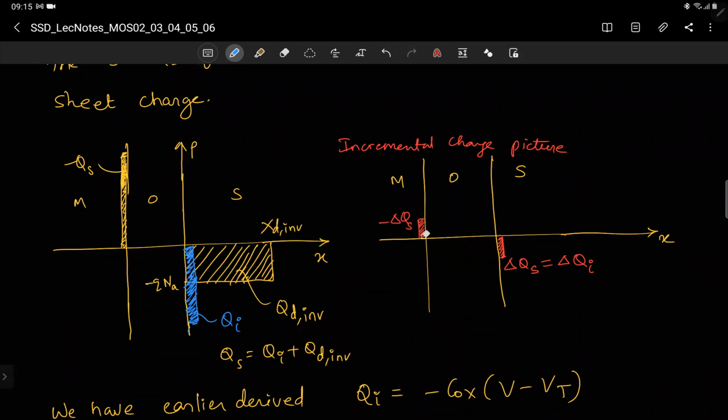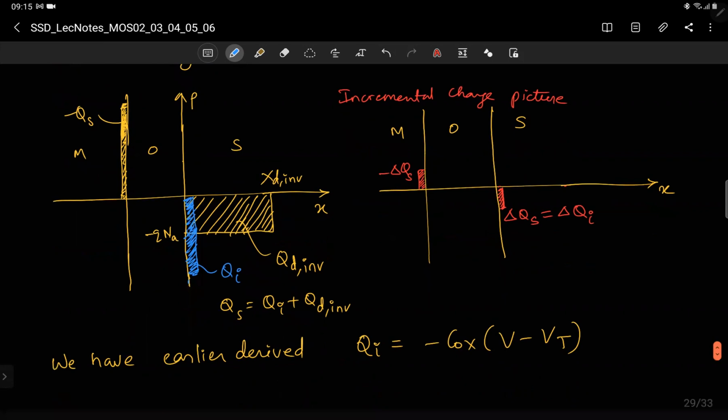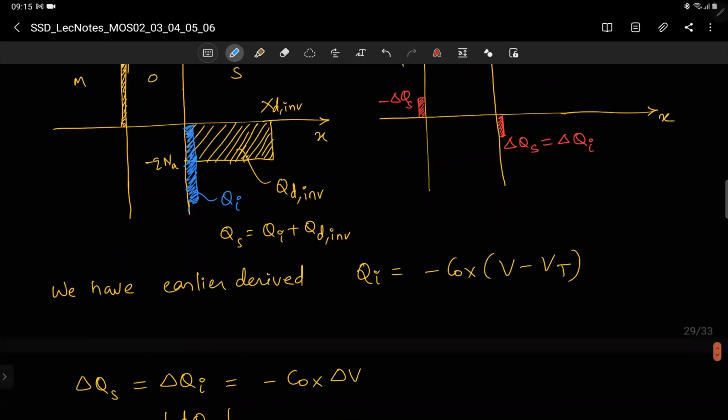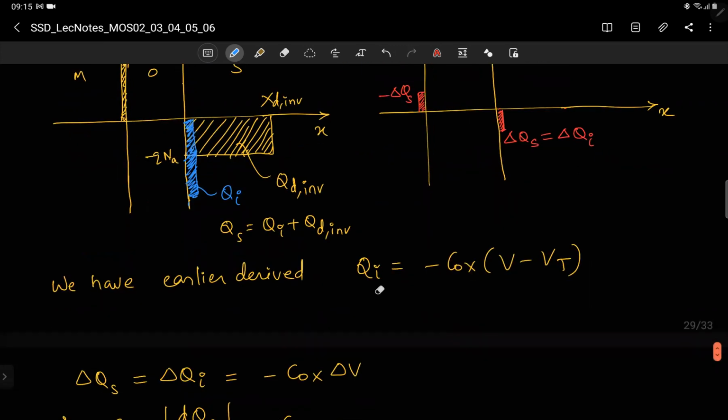So as here also, we see only Cox is the capacitance, because the plus-minus charge is occurring at the oxide edges. We have earlier derived the inversion charge to be minus Cox times (V minus Vt). We have derived this expression.